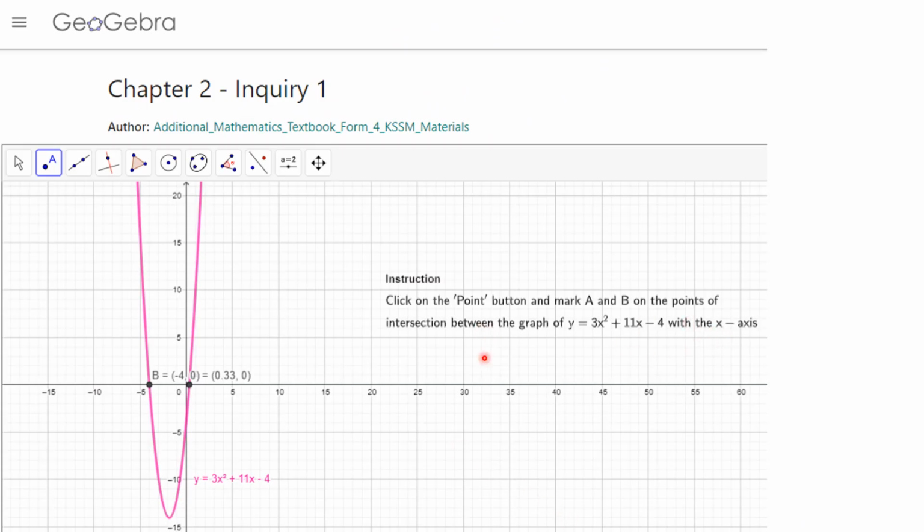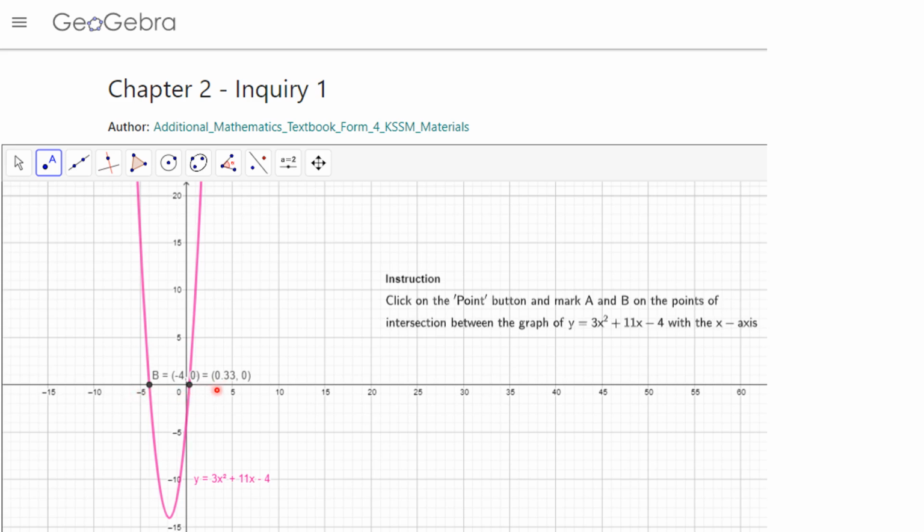So this is the result if I click the link. The instruction: click on the point button to mark A and B on the point of intersection between the graph y is equal to 3x squared plus 11x minus 4 with the x-axis. So this is the x-axis, and this is the graph of y is equal to 3x squared plus 11x minus 4. I already clicked the button, so this is for point A and this is for point B.